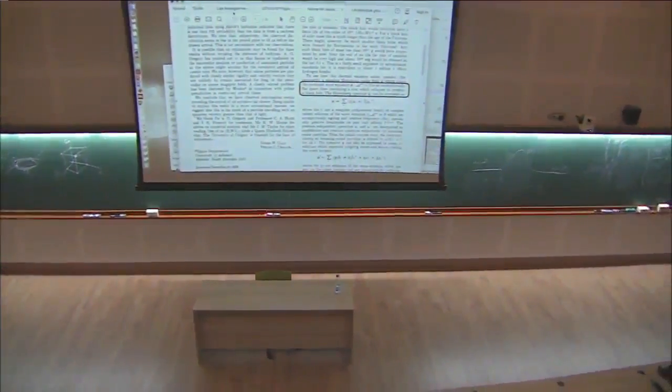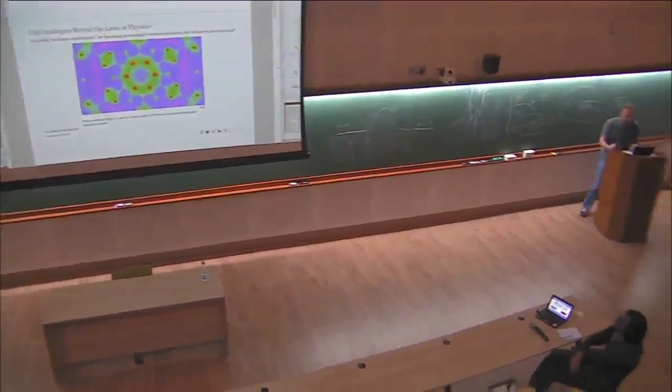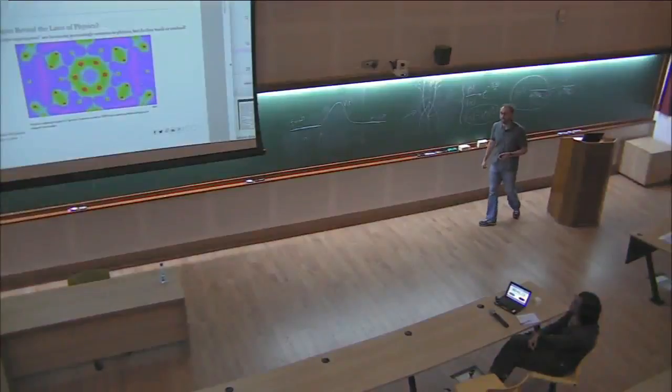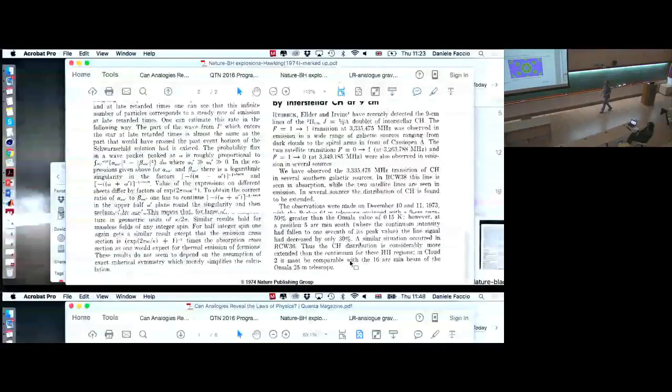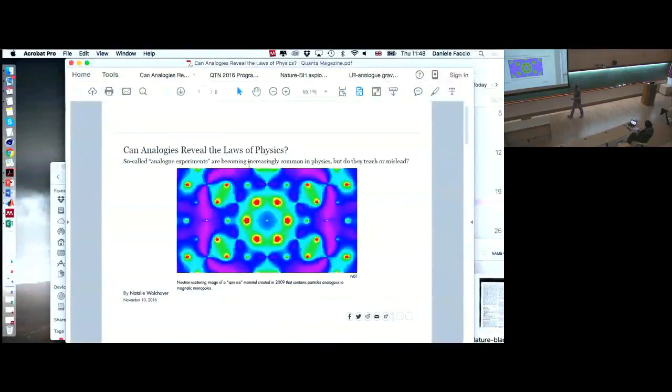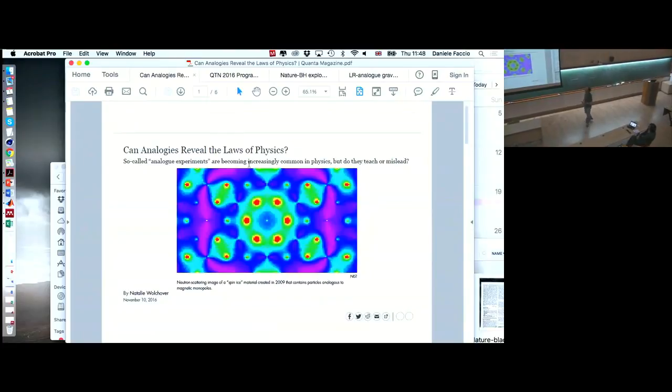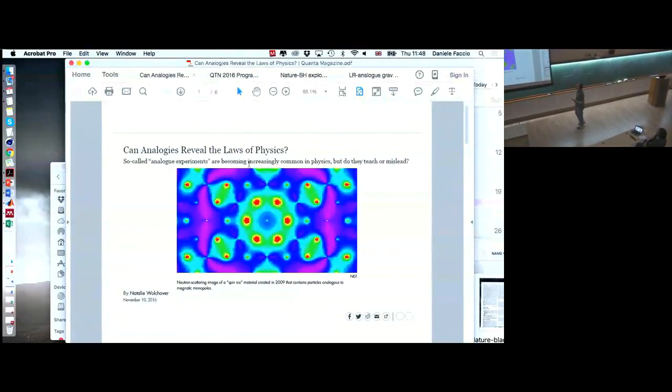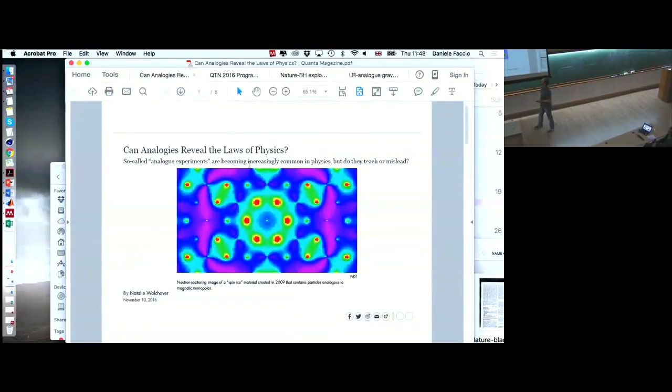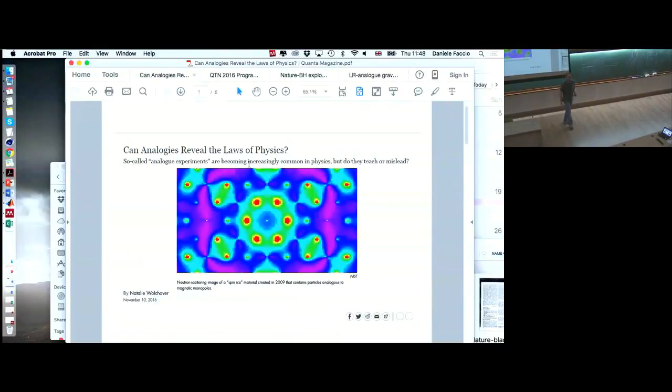So I sent out another file. This is a news piece by Natalie Volkova. She's a science writer. She's got a blog on Quantum Magazine. I don't know if any of you are familiar with this. And she recently wrote a piece which is, I think, very timely and very relevant. And it's entitled, Can Analogies Reveal the Laws of Physics? So that's what I want to talk about.